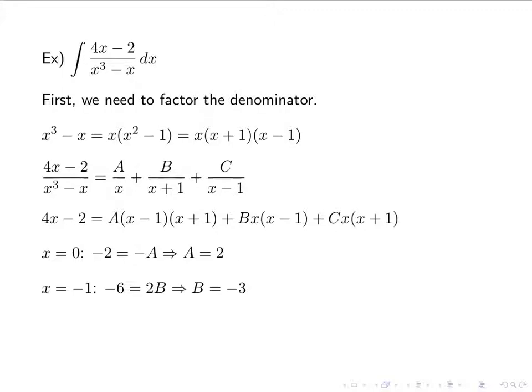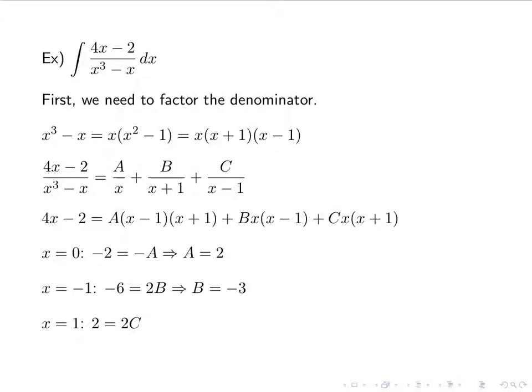And then for my last one, I said x minus 1 equals 0. I get x is 1. I plug it in. This cancels out, and I'm just left with my c's. So on the left-hand side, I have 2. On the right-hand side, I have 2c.